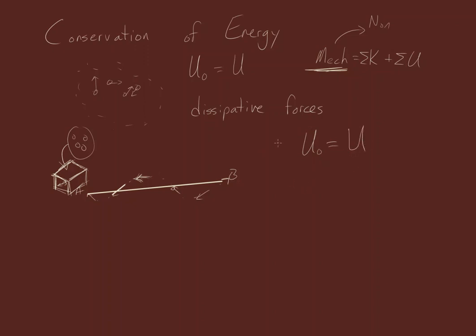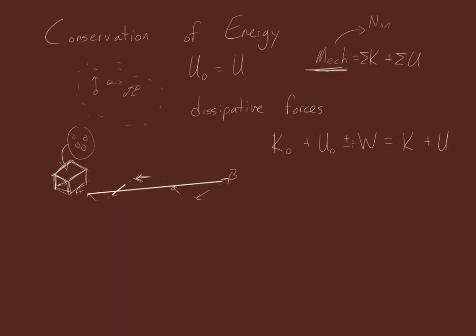If we do have dissipative forces, they're going to do work. So we can think of it like this. The kinetic energy at the beginning plus the potential energies at the beginning plus or minus any work done will give us kinetic at the end and the potential at the end.